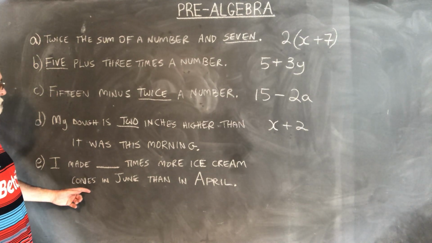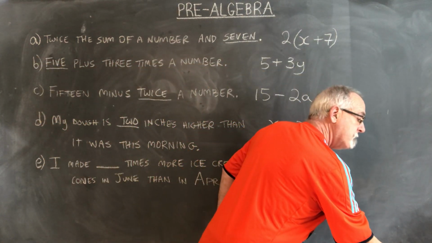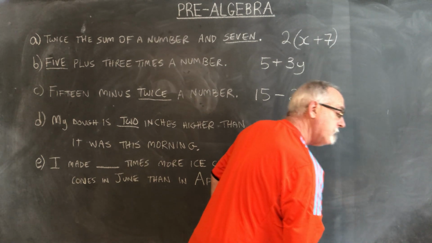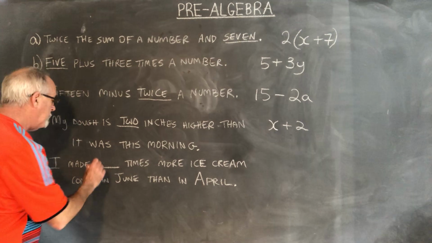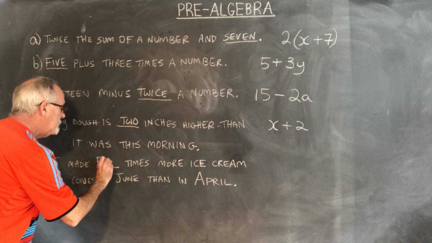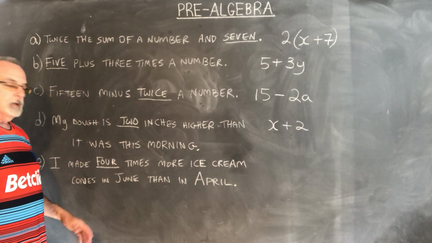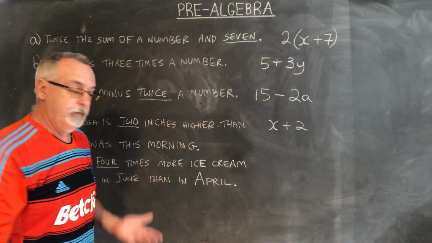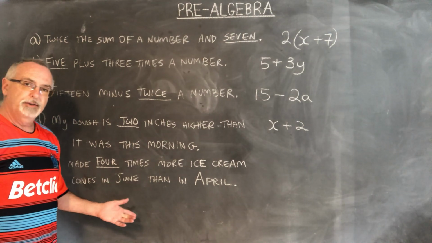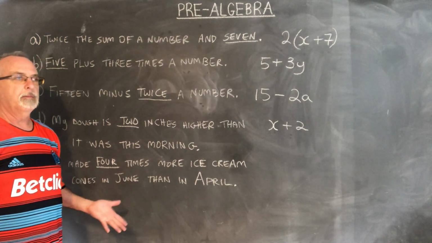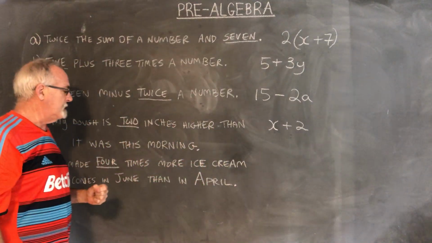Okay, then this last one that I have here, I have another one that I just didn't have space to write down. But the last one that's written here: I made 4 times more ice cream cones in June than in April. That kind of makes sense. So 4 is the word that's missing in this one. Depending on which hemisphere you live in, it makes sense that you might make more ice cream cones in June than in April. The weather will be warmer. We're kind of getting to that time of year, so that's why I was thinking of this example.